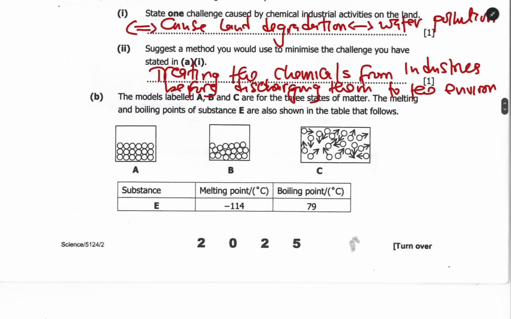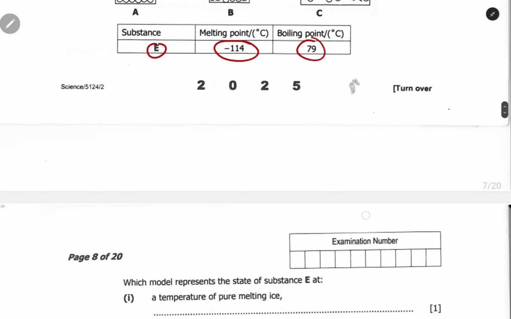Then we go to question B. The models labeled A, B, and C are of the three states of matter. The melting and the boiling point of a substance E are also shown in the table. So look at this substance E. It melts at -114 degrees, then boils at 79.